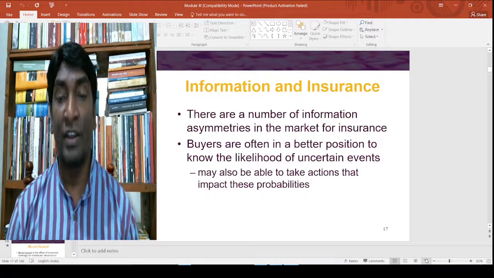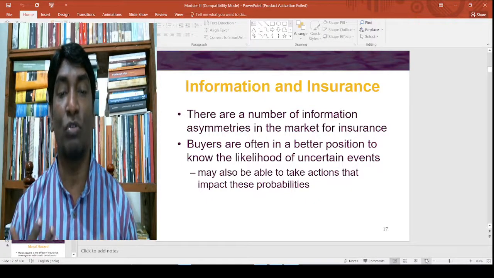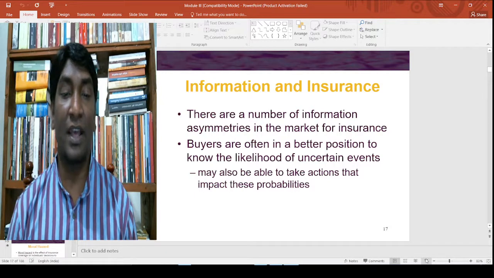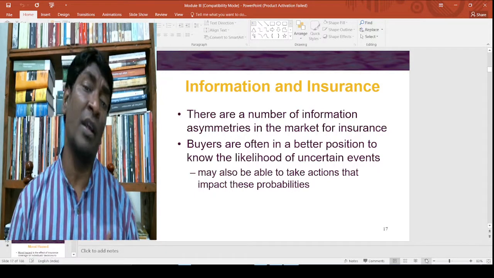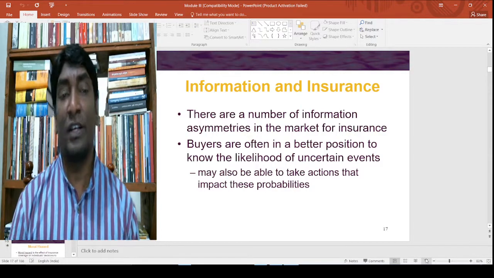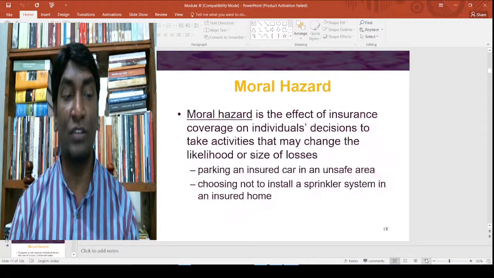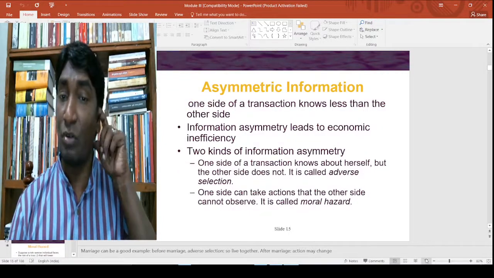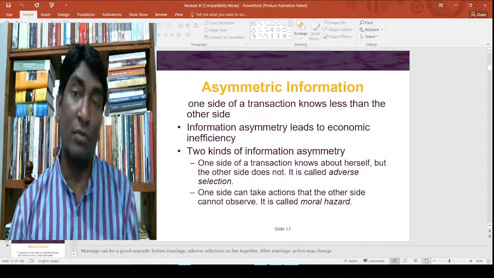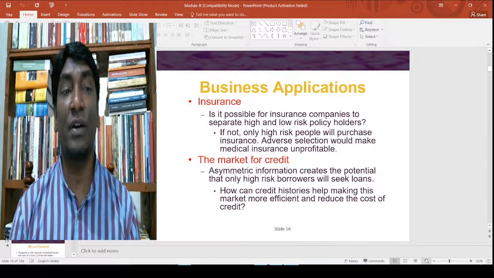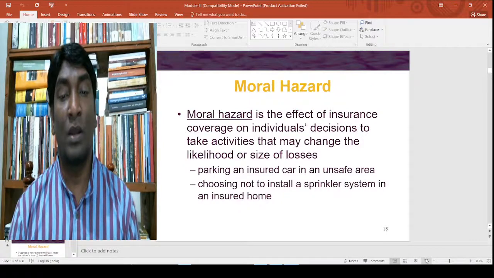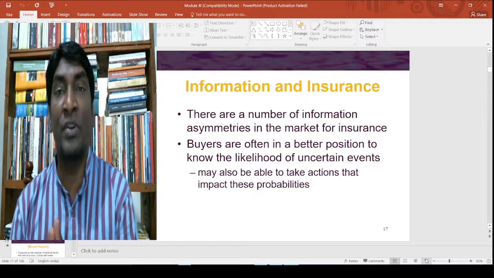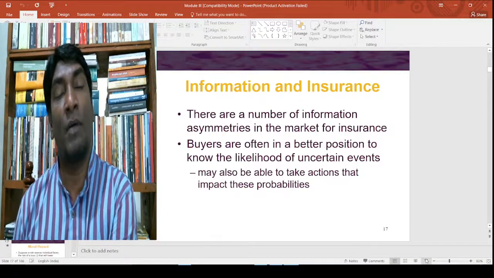Buyers are often in a better position to know the likelihood of an uncertain event, and may also be able to take actions that impact this probability. On the contrary, the seller also has a similar position. I'm not saying that this only helps the buyer. The sellers may also do the same kind of action. So this is about the information asymmetry because of adverse selection.